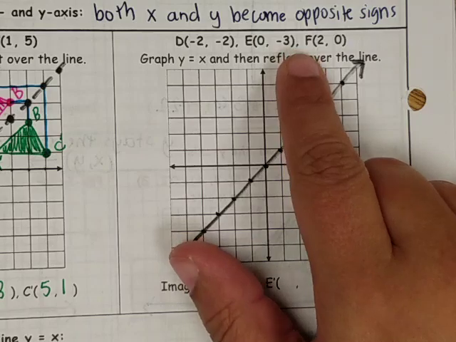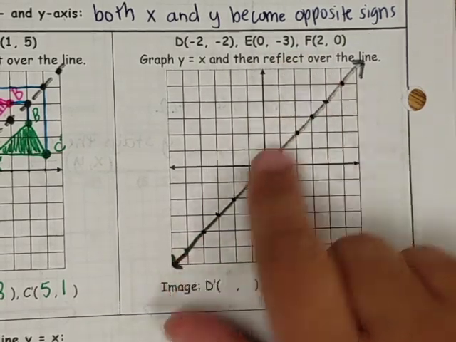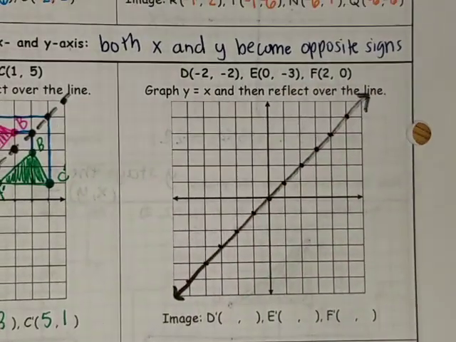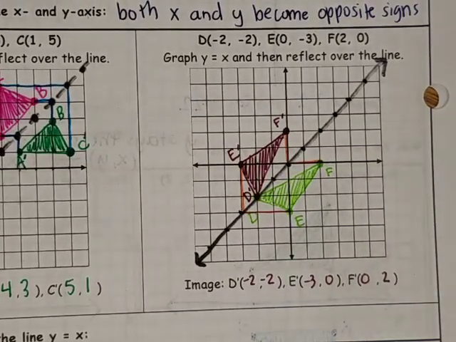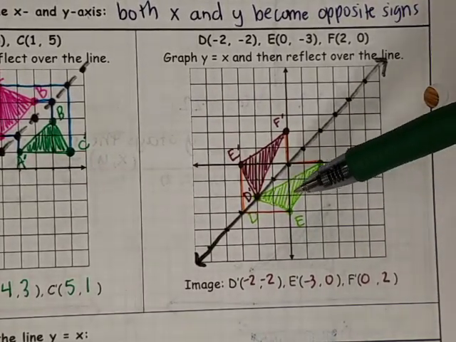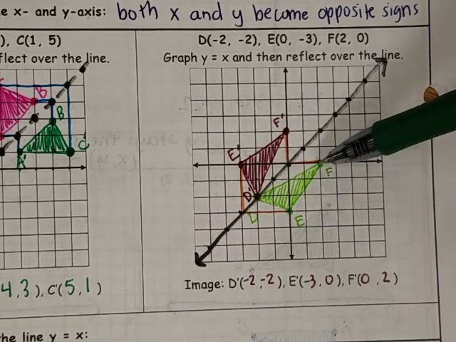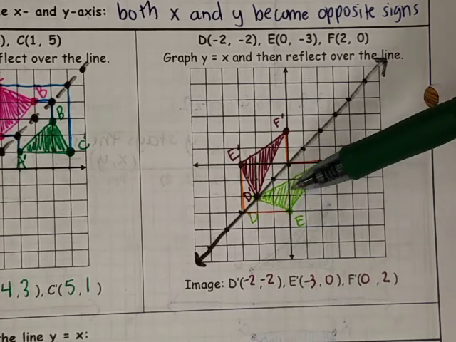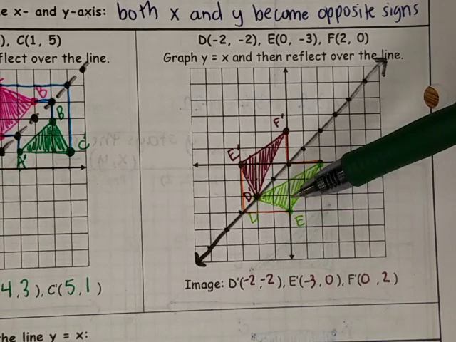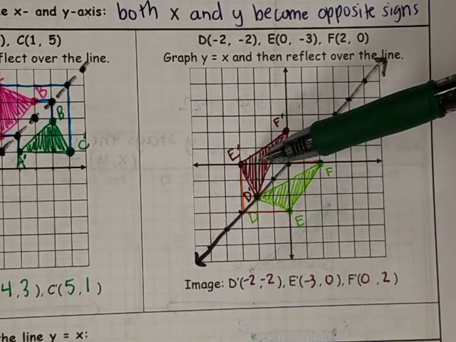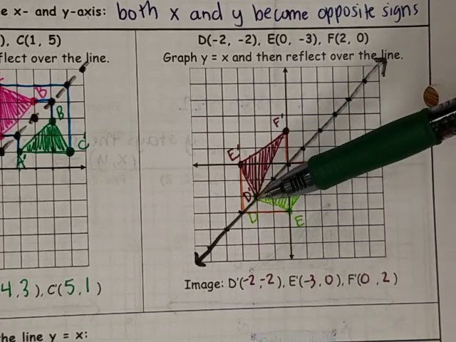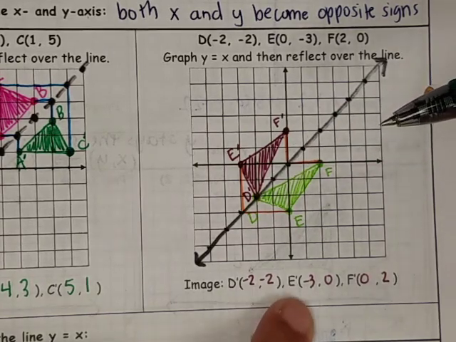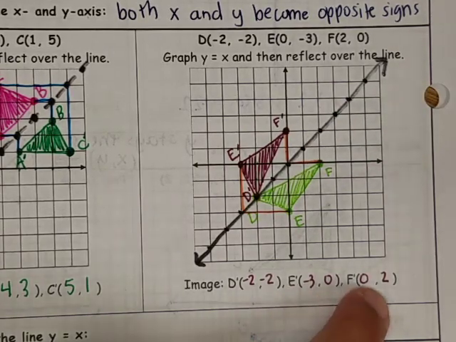Now, graph DEF and then reflect over this line. All right, so here is the answer for this. Triangle DEF is kind of in quadrants 3 and 4. When I reflect over the y equals x line, I get D prime, E prime, F prime, and my new points are negative 2, 2, negative 3, 0, 0, 2.